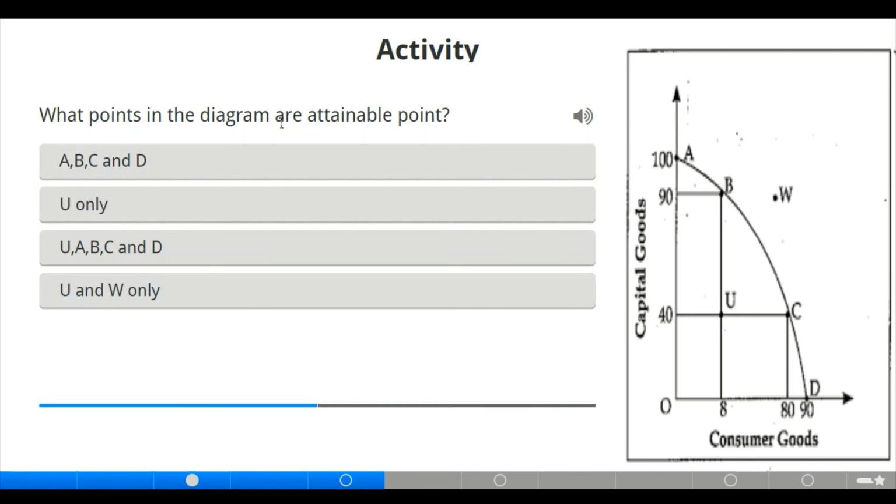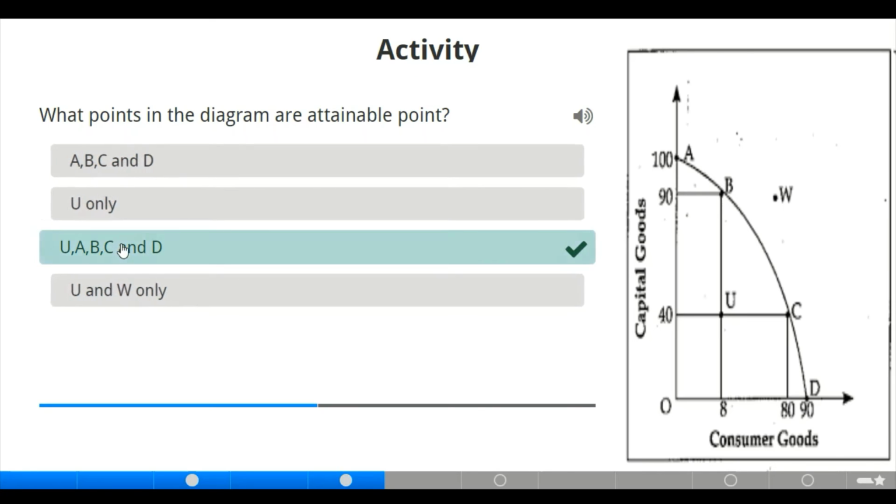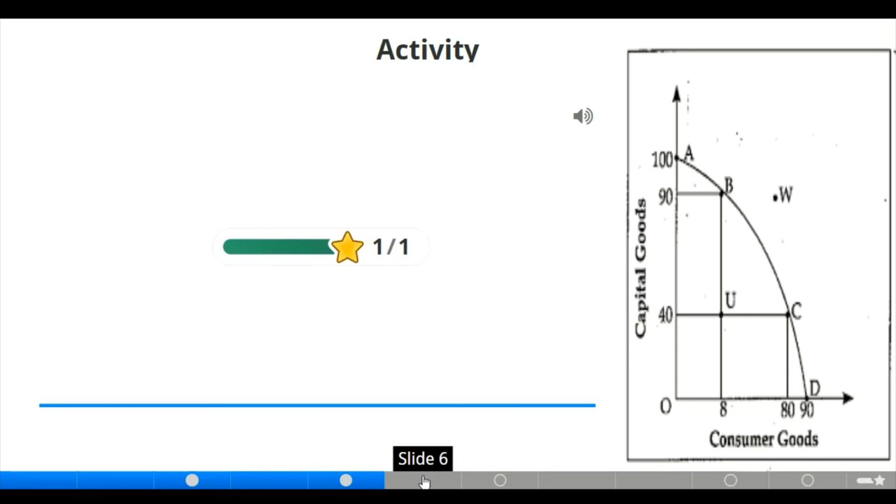We have options A, B, C, and D. Is U the only attainable point? U only? Is that so? No. We have U, A, B, C, and D. That's the correct answer. Those are the attainable points. We got it right. Moving to the next slide.